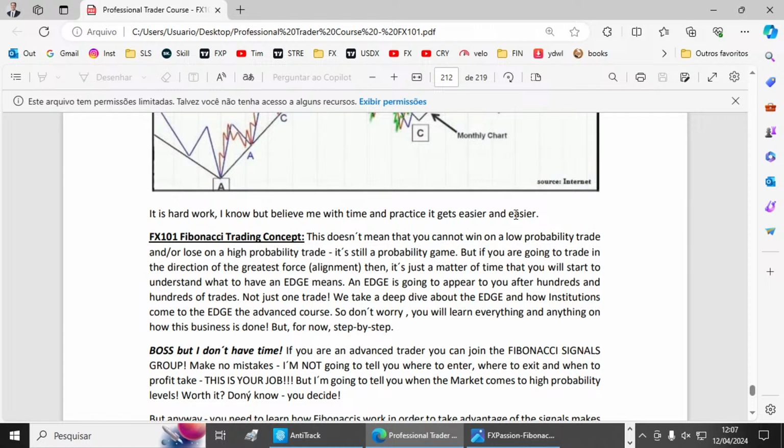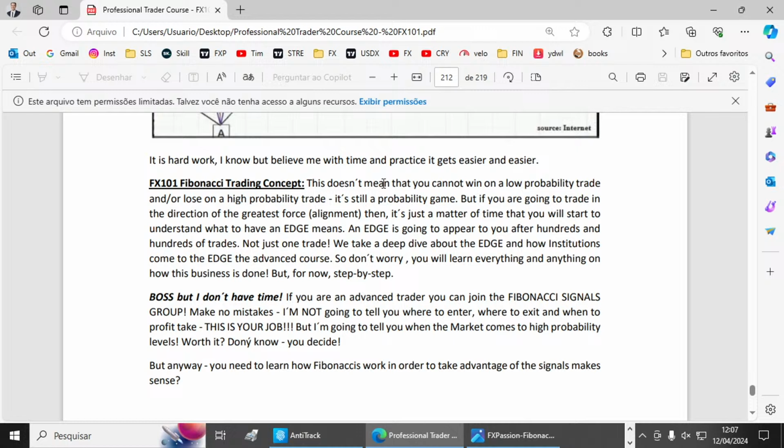Forex Course 101 Fibonacci Trading Concept. This doesn't mean that you cannot win on a low probability trade and or lose on a high probability trade. It's still a probability game. But if you're going to trade in the direction of the greatest force, alignment, then it's just a matter of time that you will start to understand what to have an edge means. An edge is going to appear to you after hundreds and hundreds of trades, not just one trade. We take a deep dive about the edge and how institutions come to the edge in the advanced course. So don't worry, you will learn everything and anything on how this business is done, but for now, step by step.